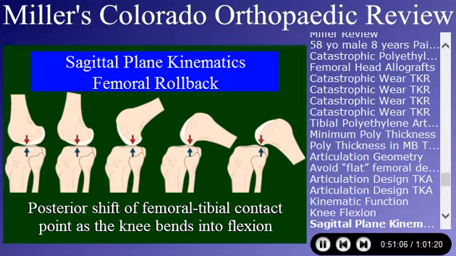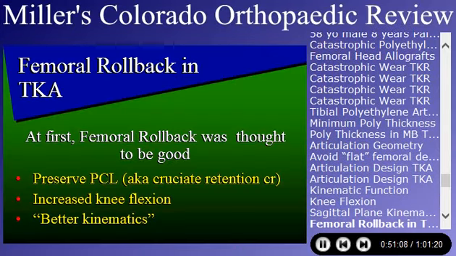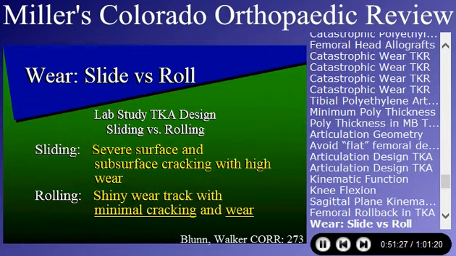At first, Blunt and Walker showed that femoral rollback was thought to be good. If you preserve the PCL, you took out the anterior cruciate but saved the PCL, you still could get increased knee flexion, and that was thought to be better knee kinematics. And Blunt and Walker showed in a lab study that when you had sliding wear, you had severe surface and subsurface cracking with high wear. If you had rollback, i.e. rolling, you had a shiny wear track with minimal cracking and wear. And people thought that if you saved the PCL, you would have this nice, normal, fluid rollback in the knee, and you would have this rolling motion, and it would give you this shiny wear track and good wear.